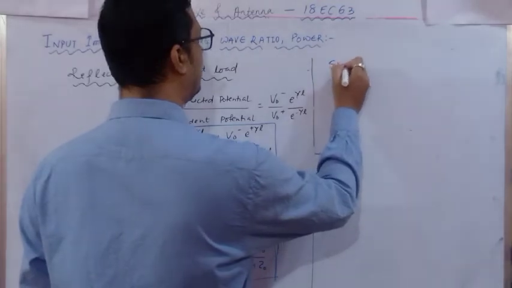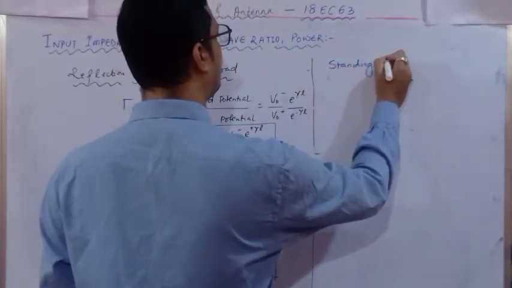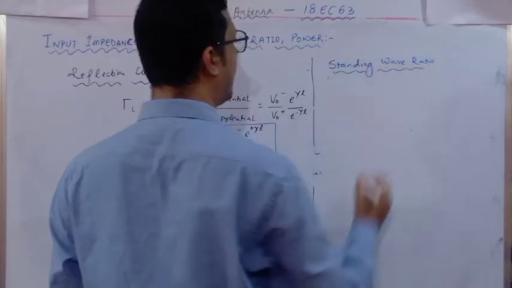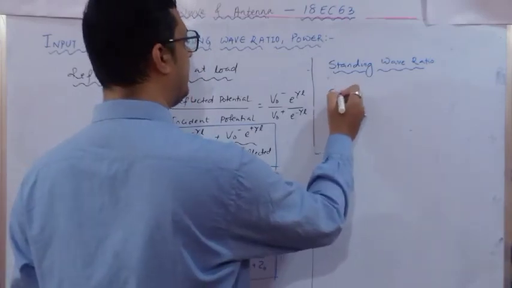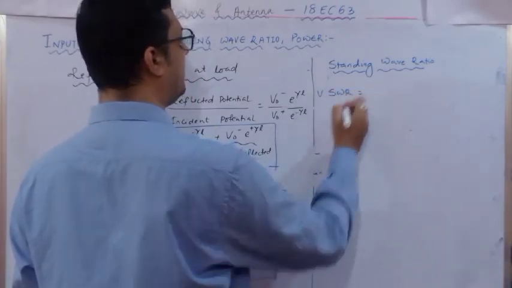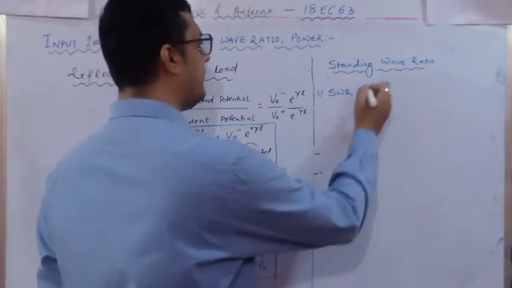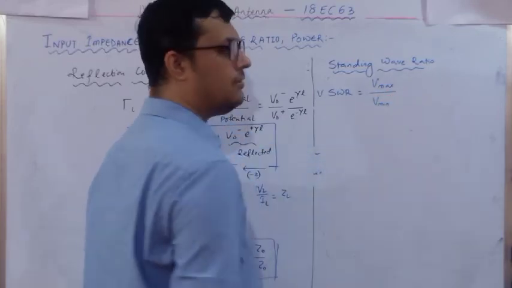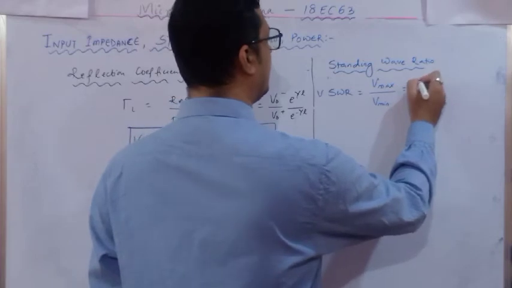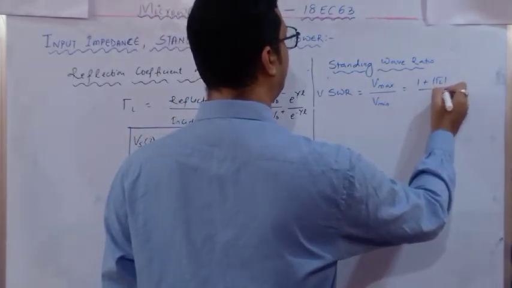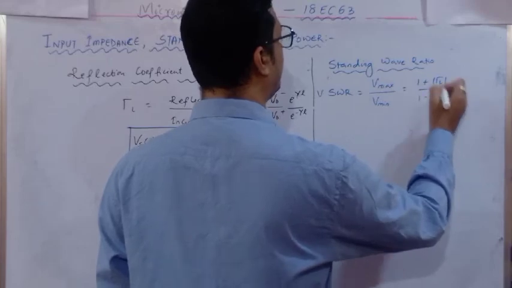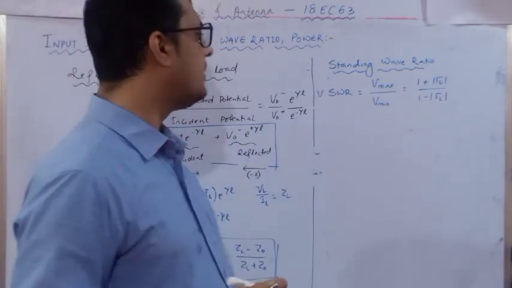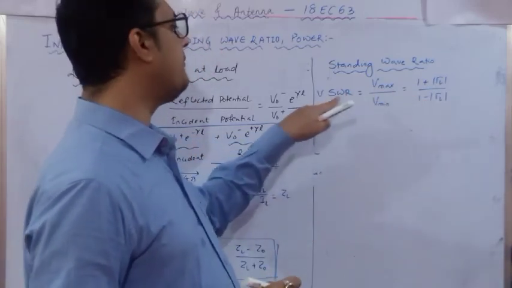So next is standing wave ratio. Either we can go for voltage standing wave ratio, that is called VSWR, which indicates that it is a ratio of maximum potential with respect to minimum potential. So it is 1 plus magnitude of reflection coefficient at load divided by 1 minus magnitude of reflection coefficient at load. This is the basic relation of your VSWR.